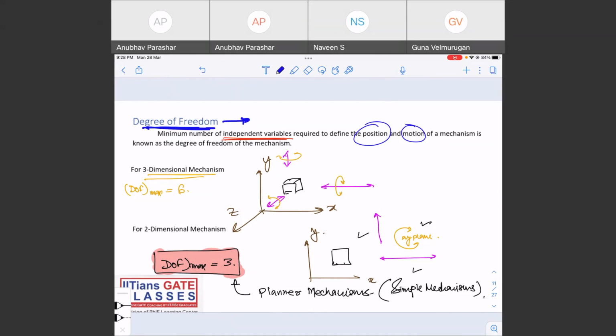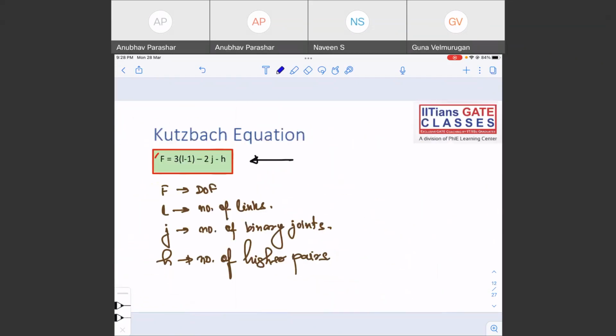Now, what exactly is degree of freedom? Degree of freedom is the number of inputs you need to provide to get a desired output. How many inputs do you need to provide to get a desired output? Let us do a small problem.